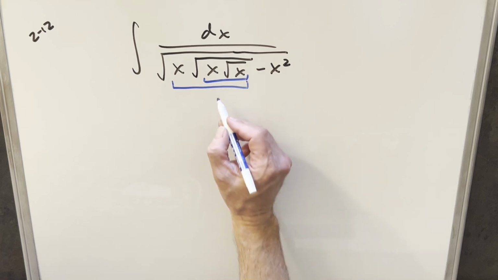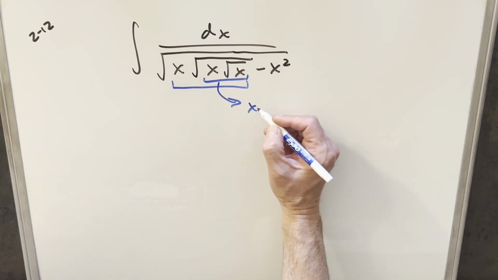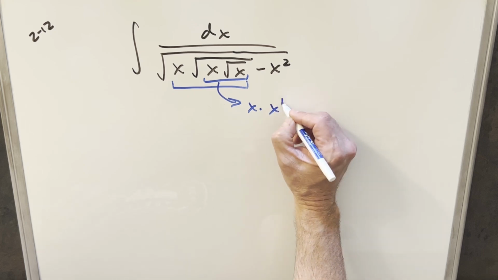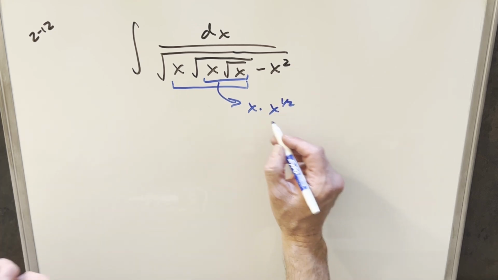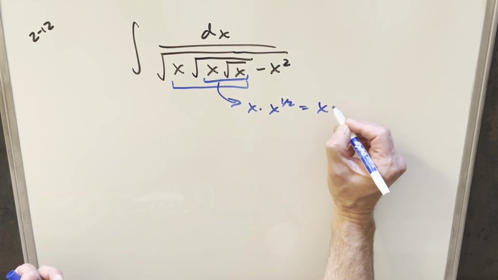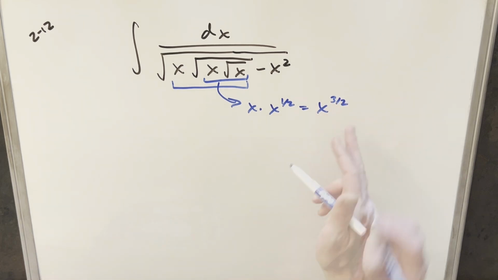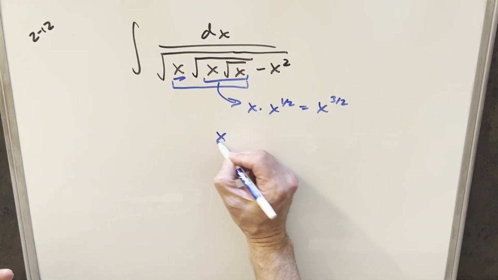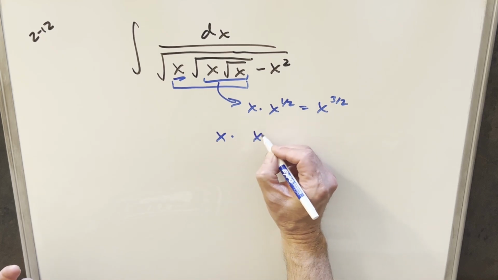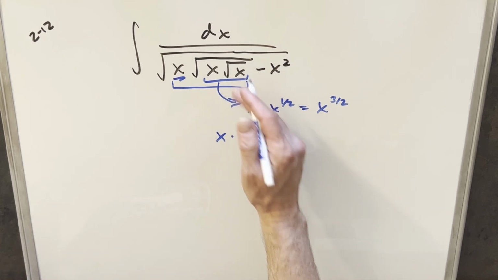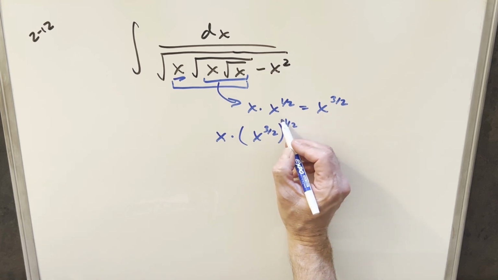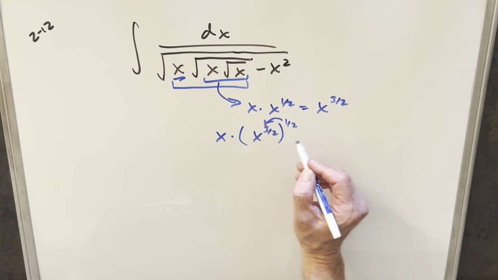I want to get this out of the radical notation, so I can write this as x times x to the 1/2. Multiplying, we just add exponents, so this becomes x to the 3/2. Putting this together with everything else, we have this other x in front. So this is x times this x to the 3/2, but this is inside another square root, so I can write this as a 1/2 around it.